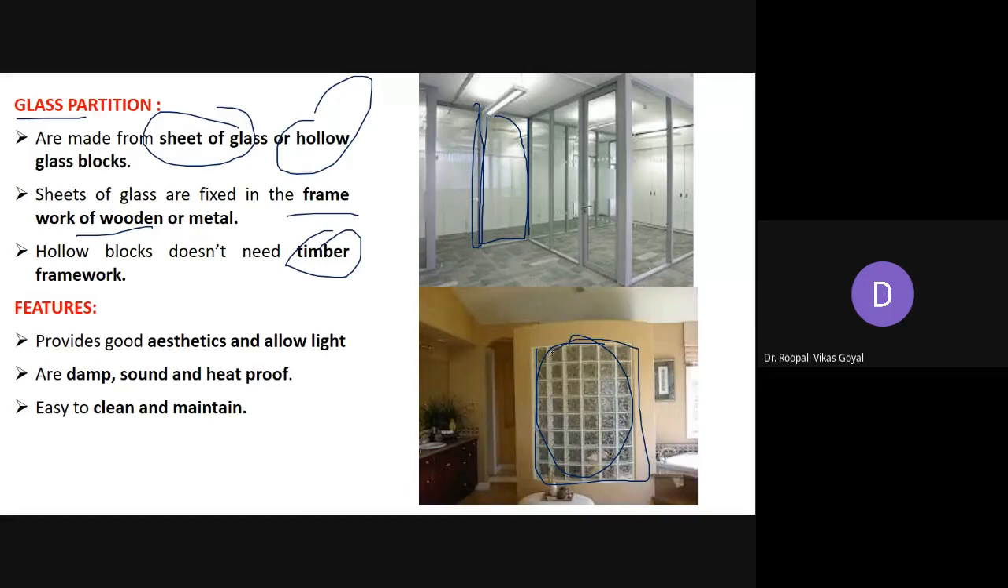But as far as the features are concerned, it provides good aesthetics. It looks good. It allows light also. Then it's damp proof and sound proof and heat proof also. And it is easy to clean and maintain. So such kind of glass walls are also widely used.